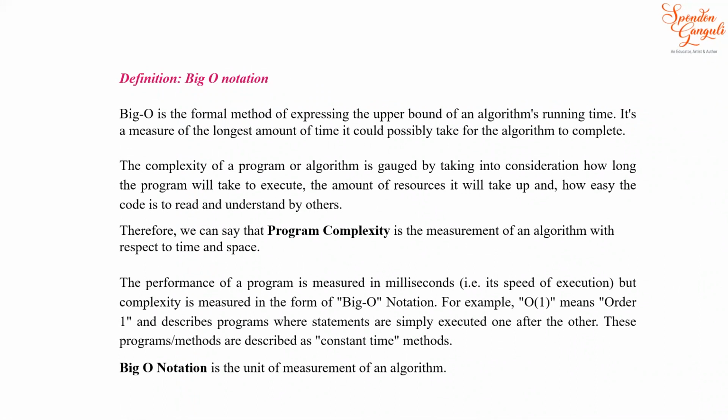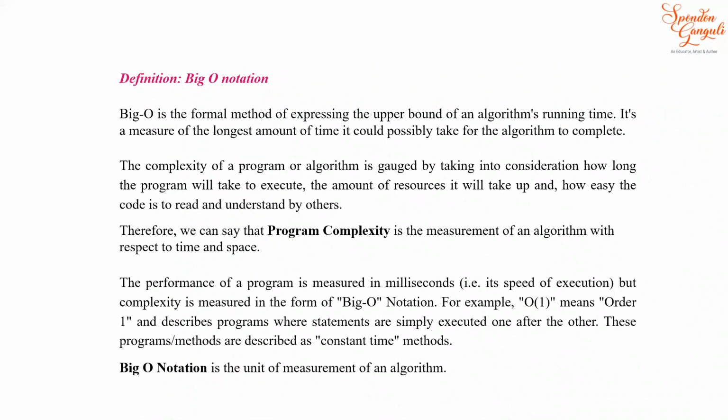The complexity of a program or algorithm is determined by taking into consideration how long the program will take to execute, the amount of resources it will take up, and how easy the code is to read and understand by others. Therefore, we can say that program complexity is the measurement of an algorithm with respect to time and space.